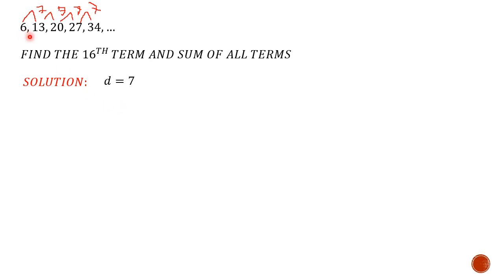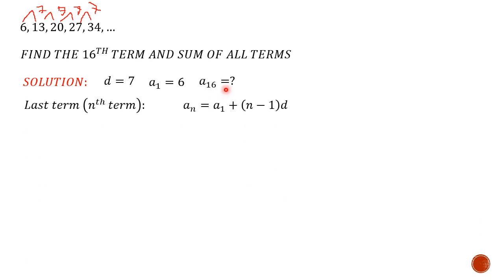So, yung a1 natin is 6. And pinapahanap sa atin yung 16th term, na kung saan yung n natin is equal siya sa 16. So, last term, a sub n is equal to a sub 1 plus n minus 1 multiplied by d. Na kung saan yung n natin is 16 kasi pang 16 yung hahanapin natin. So, for the solution, a sub 16 is equal to 6 kasi yung a1 natin is 6 plus 16 minus 1 multiplied by 7 dahil yung 7 is our common difference. So, simplifying, makakakuha tayo ng a16 is equal siya sa 111. So, yung number na meron sa pang 16 term is 111.